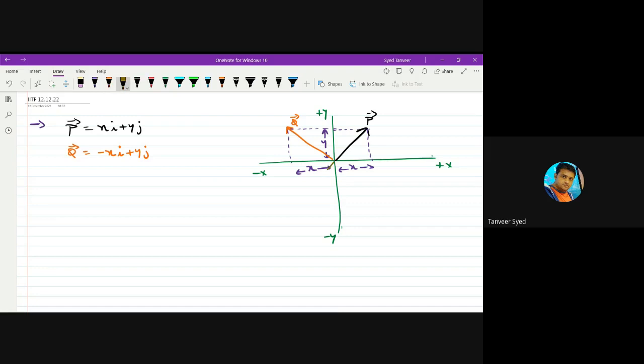If I take another vector r, this is vector r. Its magnitude along x direction is this much, same x, and its value along y direction is this much. So vector r can be written as minus xi minus yj.